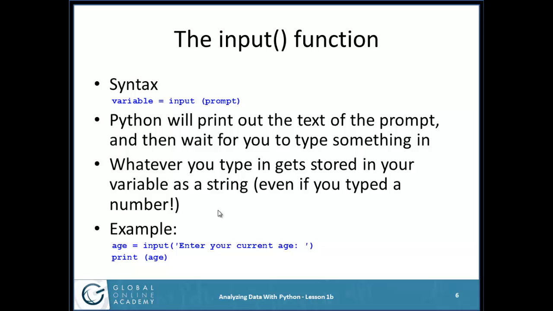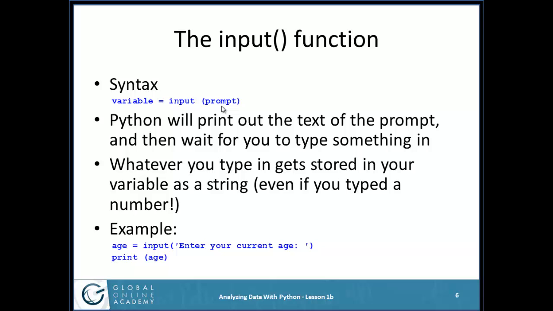The input function is the corresponding function to the print function, and that's the way you type things in at your keyboard and get them into your program. The syntax is your variable name equals the word input, then in parentheses, whatever you want to use as a prompt. So you may want to have as a prompt, enter your name, or age, or what's the value of X, or something like that. Python prints out the text of the prompt, waits for you to type something in. Until you hit enter, Python sits there and does nothing. As soon as you type enter, whatever you typed before you hit the enter key gets stored in your variable as a string, even if you typed in a number.